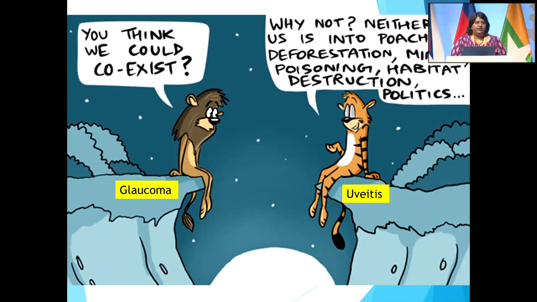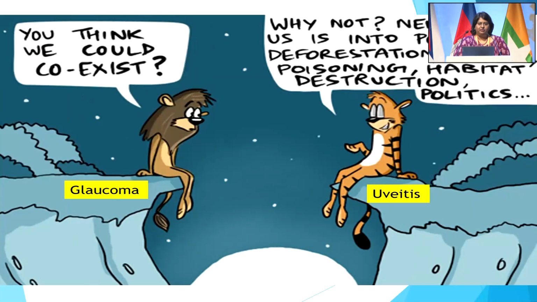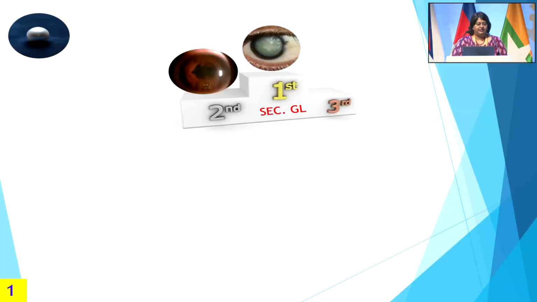So, we all by now know that glaucoma and uveitis do coexist. And the first pearl is that uveitis is the second most common cause of secondary glaucoma, second only to cataract and cataract surgery related complications. If we consider all causes of uveitis, 10% of all uveitis have glaucoma itself, uveitic glaucoma.